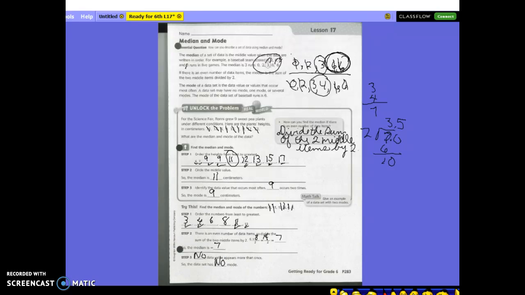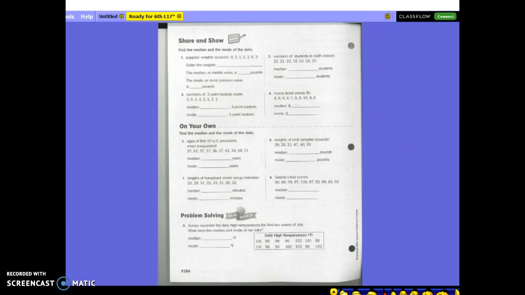No data, so there's no number that appears more than once, so there's no mode. It says order the weight. We've turned the page to P284. Find the median and mode. The puppies weigh in pounds.